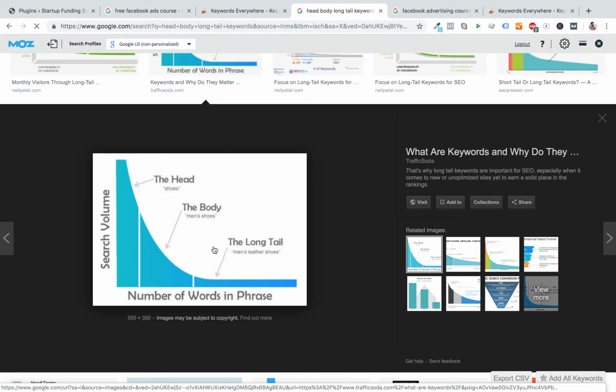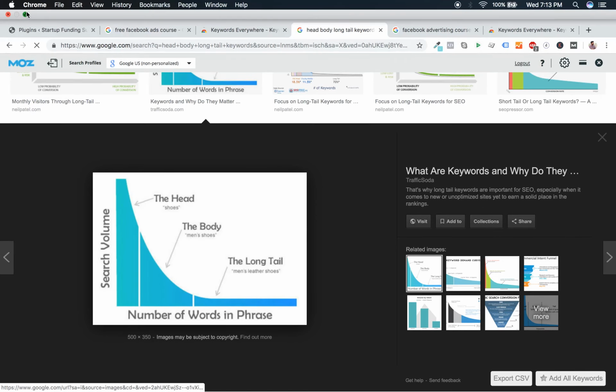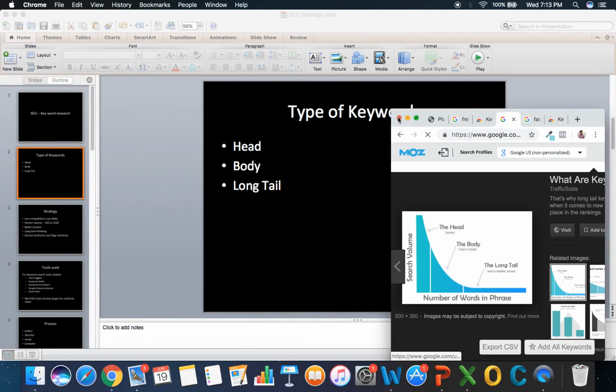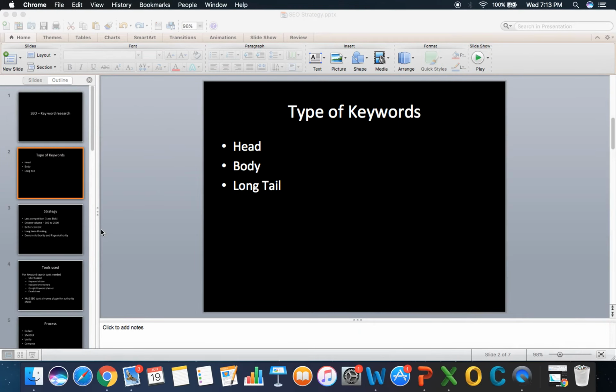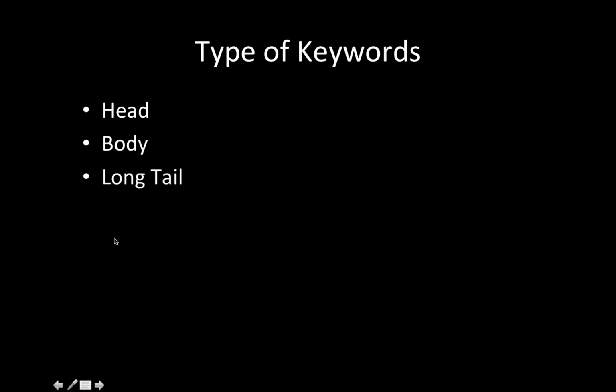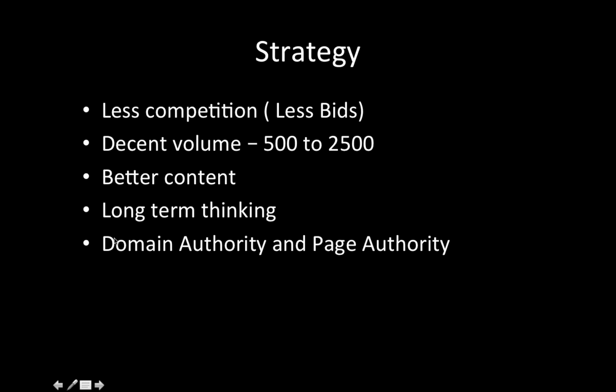So ideally, we are always looking for body and long tail keywords to optimize in our SEO. So we are going to go niche and focus on those body and long tail keywords. That's mostly the strategy, right? A couple of other things are there in the strategy, even for a small niche like a Facebook advertising course, there are thousands of searches, right?